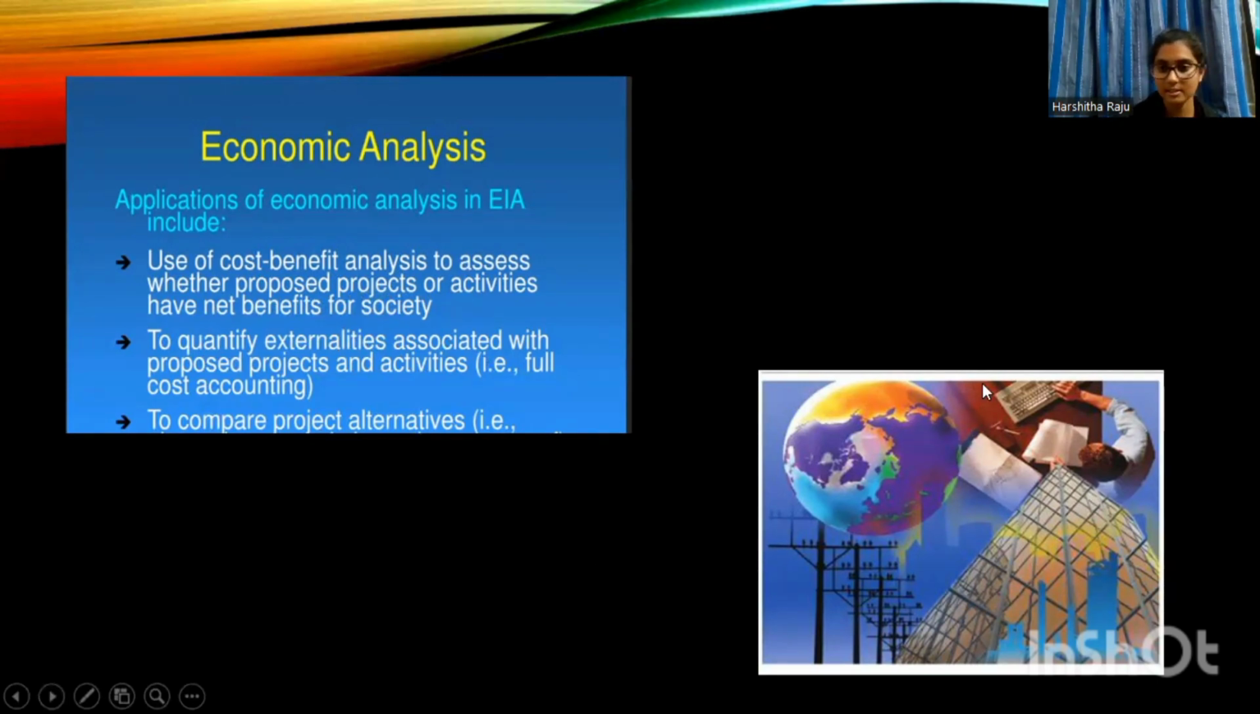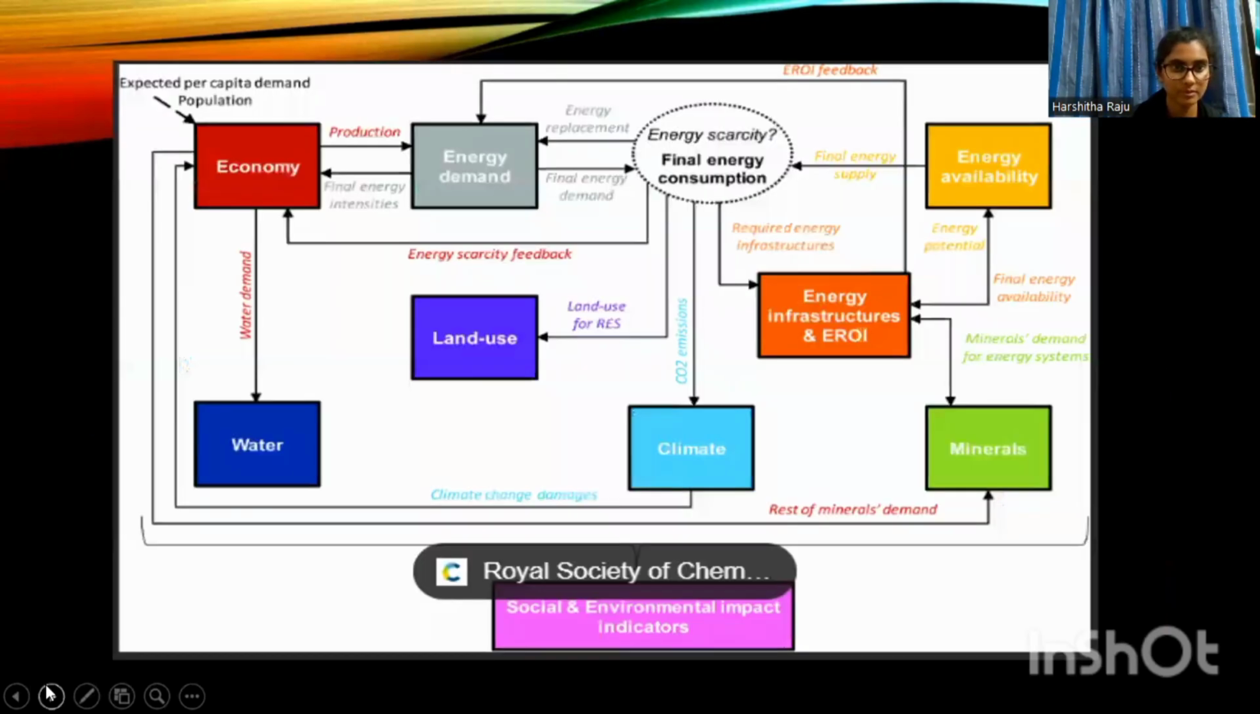So this is a simple diagram that shows the graph of the economic analysis and how the economic analyst will prefer to represent his information. There's another block diagram of how the economic analysis will be represented and what criteria have to be considered when studying the economic analysis.